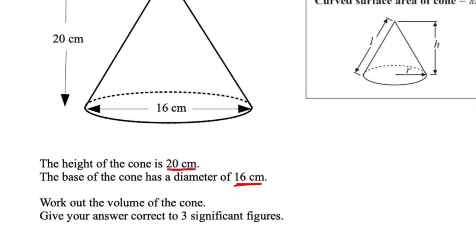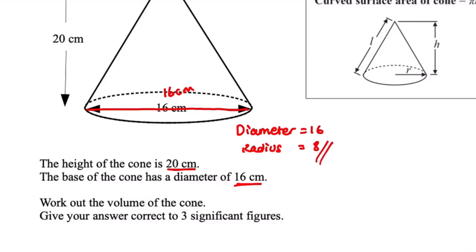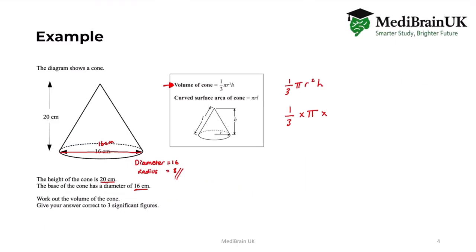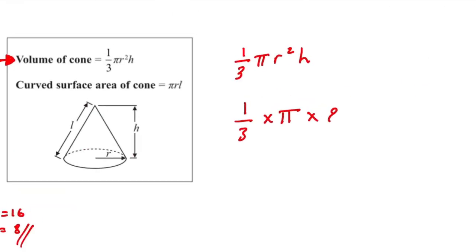Now what's r? As you can see, the total distance, the diameter across, is 16 centimeters. Because the diameter is 16 centimeters, the radius is just going to be half of the diameter. So we're just going to divide the diameter by 2, and that's going to get us 8. So the radius is 8, so we're going to have 8 squared.